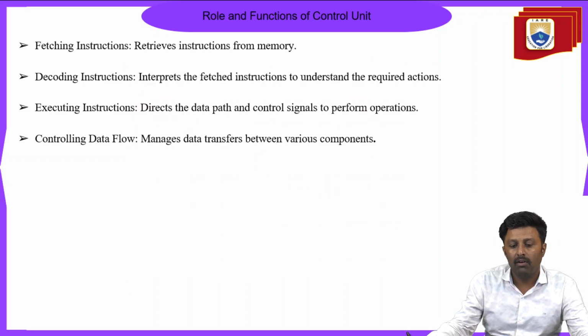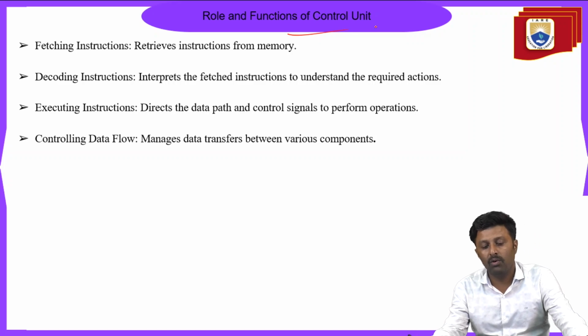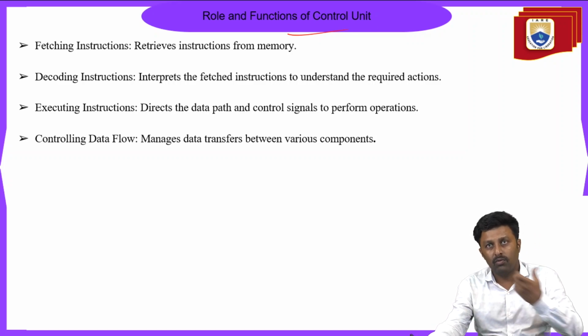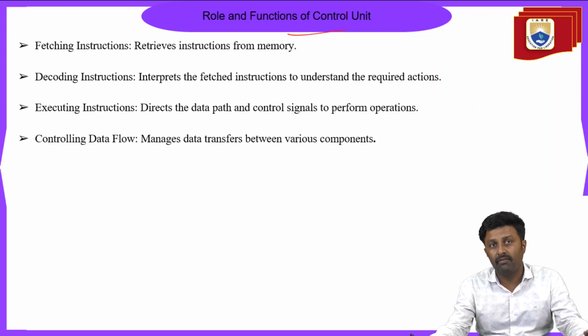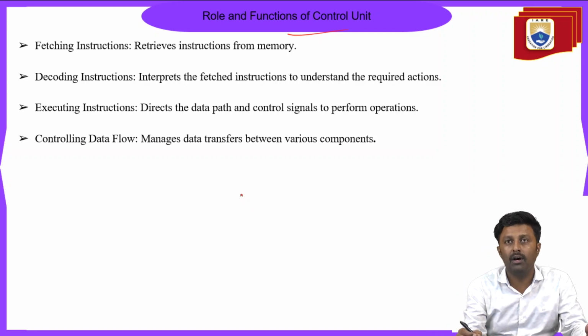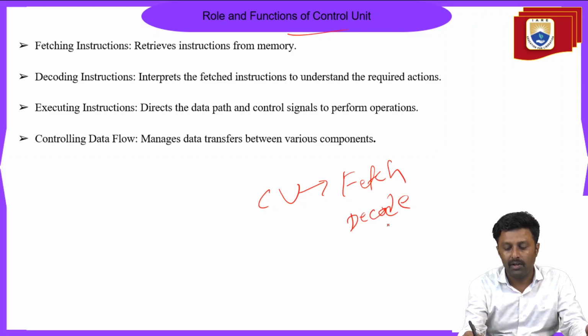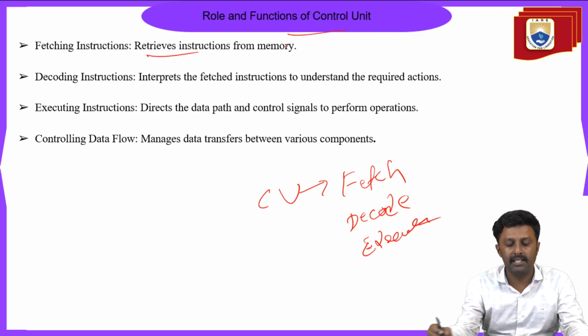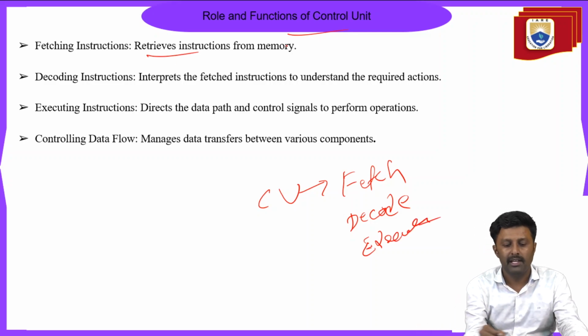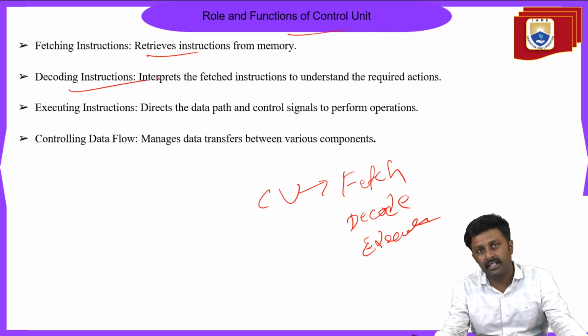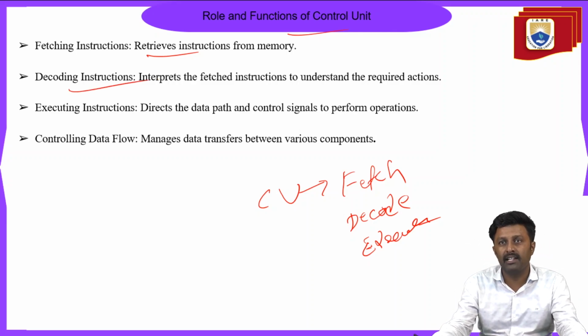So what are the role and the functions of the control unit? Basically, the roles of the control unit are fetching the instruction, decoding, and execute. So in a computer, three steps will be there: fetch, decode, and execute. Fetching the instruction means it retrieves the instruction from the memory. Then decode the instruction, that is, it interprets the fetched instruction to understand the required action.